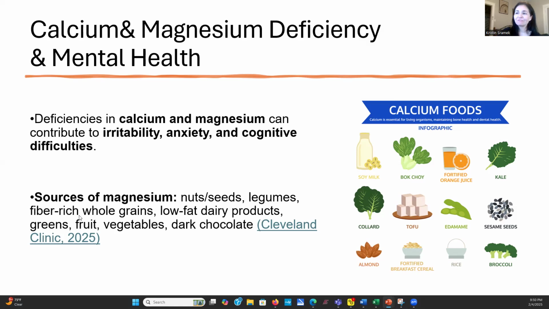Fiber-rich whole grains, so things like quinoa or oatmeal, low-fat dairy products. So you can do dairy, but try not to do too high fat. So like maybe not so much the butter, but maybe more of like the yogurts and things like that. Greens, fruits, vegetables, and dark chocolate.